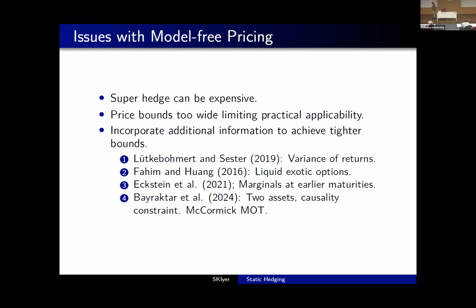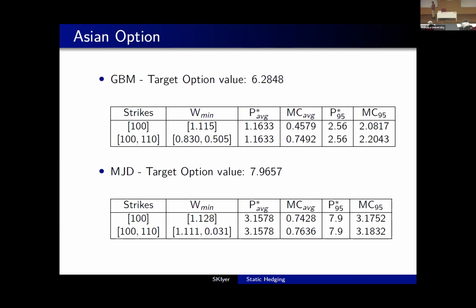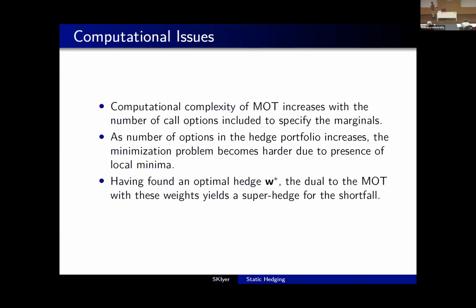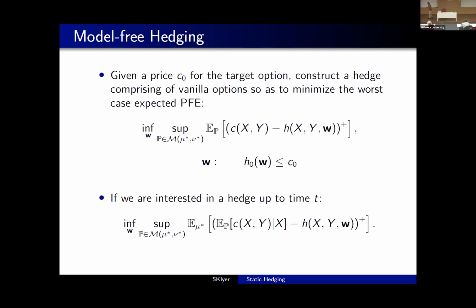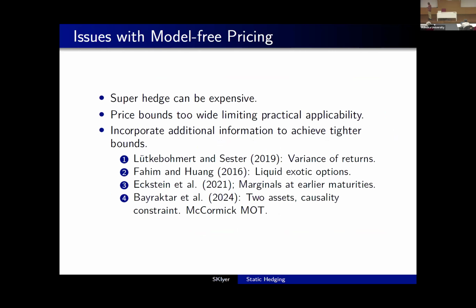So additional information such as you can include information on the variance of the returns, but this would compromise on the model freeness of the process. One can include information on certain prices of liquid exotic options. One can include information on the marginals at earlier maturities.